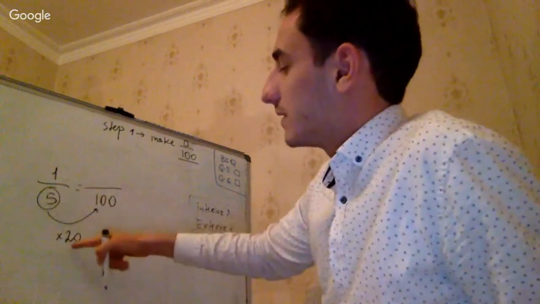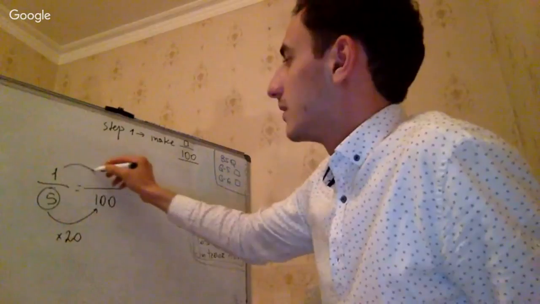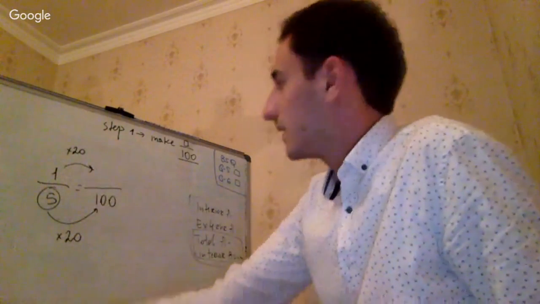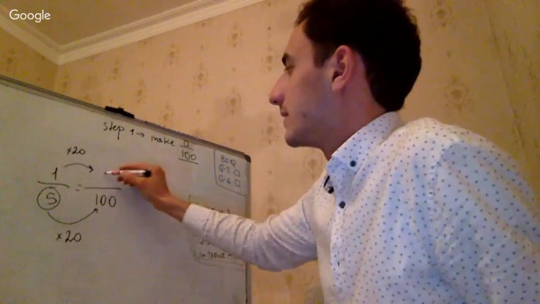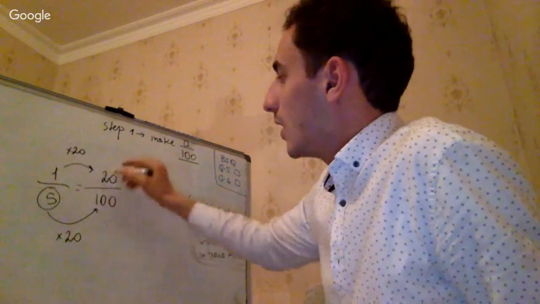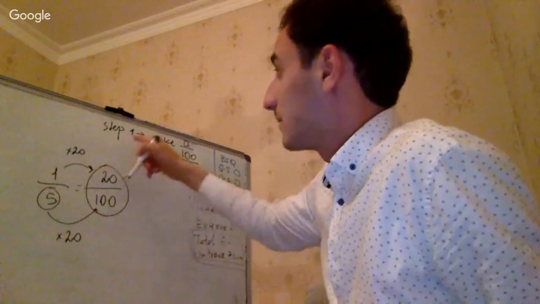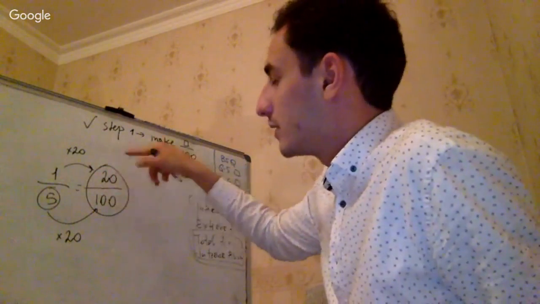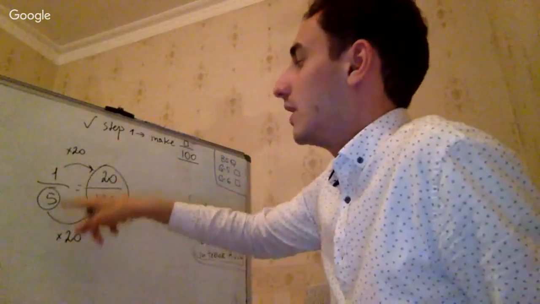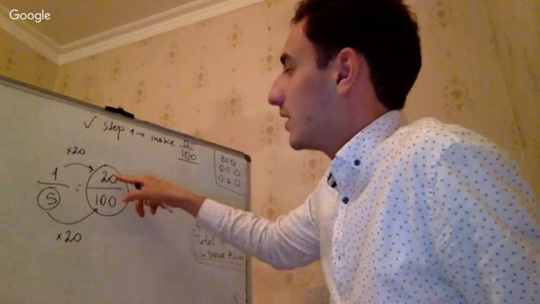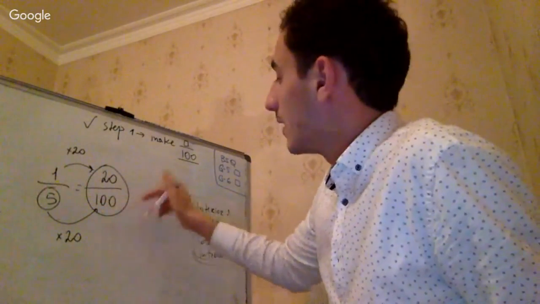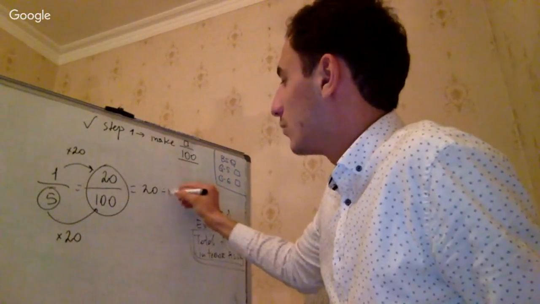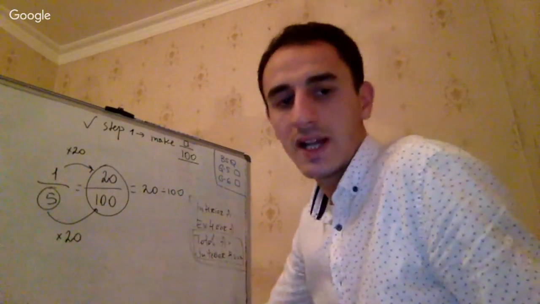I need to keep doing the same process with the numerator, multiplied by 20. And then 1 multiplied by 20, it is 20. Okay, one step completed. I have made 100 in the denominator of my fraction. Now, 20 over 100 means 20 divided by 100. Okay?